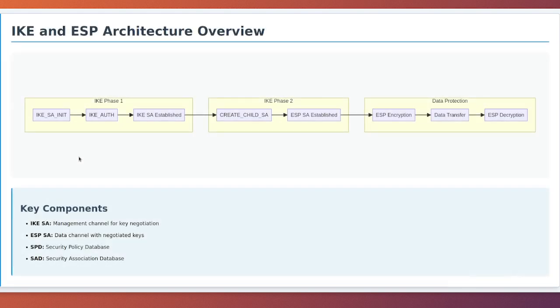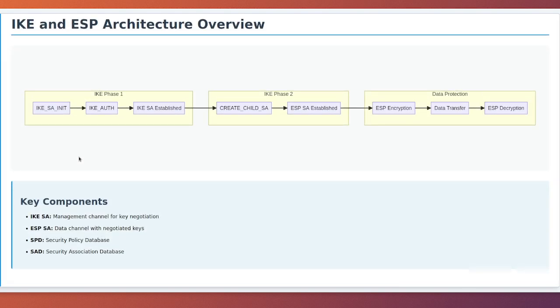IKE and ESP overview. Before we dive into the specifics of AES-CTR, let's establish a solid foundation by understanding how IKE and ESP work together to create a secure communication channel. IKE, or Internet Key Exchange, is essentially the negotiator and key manager of the IPsec world. Think of it as the diplomatic service that establishes the rules of engagement between two VPN endpoints before any actual data starts flowing. IKE operates in two distinct phases.